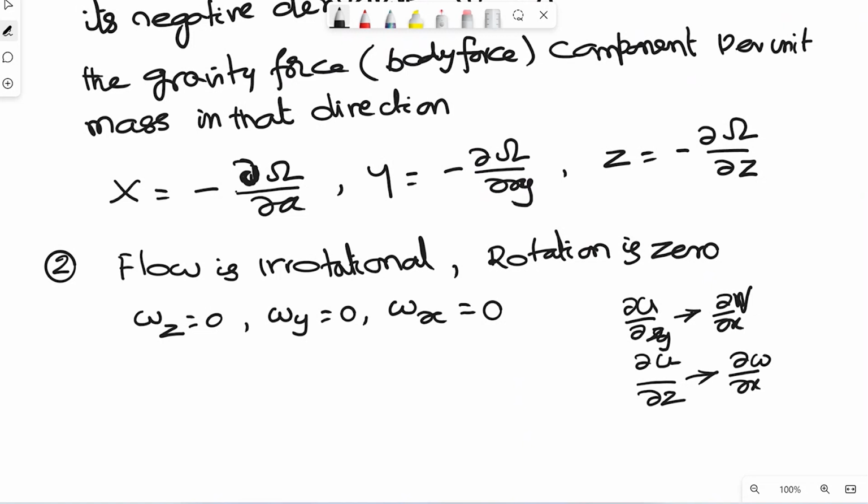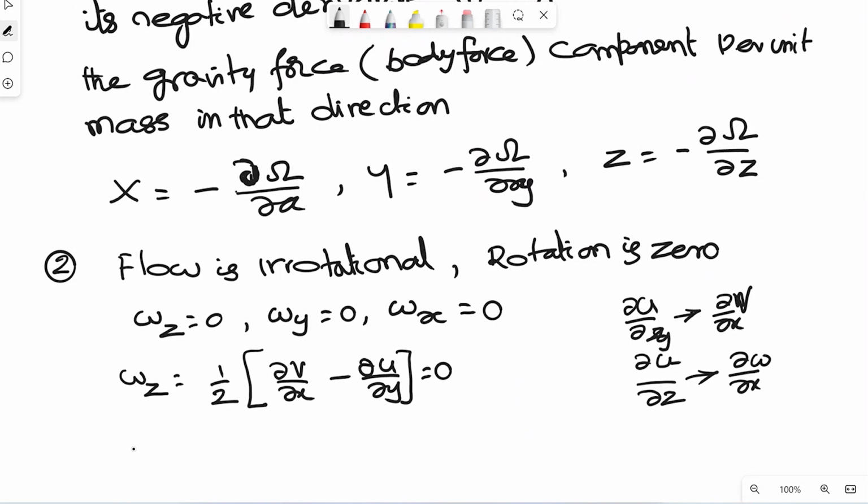So my objective is that v ∂u/∂y should become v ∂v/∂x. Similarly, w ∂u/∂z is equal to w ∂w/∂x. How can I make it? This is the assumption: flow is irrotational, so rotation is 0. If I take rotation about the z-axis, it is half into... you don't need to think so much, from here itself you can write it. ∂v/∂x minus ∂u/∂y is equal to 0, the first one.